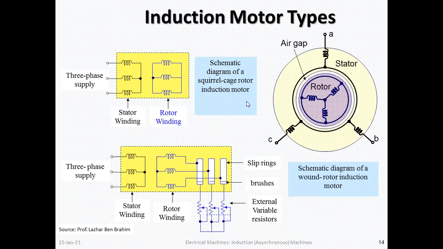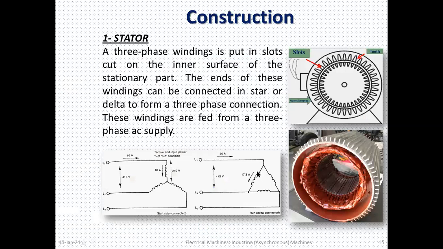So these are some very fundamental, very basic things that are shown here. A schematic diagram, wound rotor induction motor. In induction motors, we have encountered two types of rotor. One is called a squirrel cage rotor, and another is the slip ring induction motor. Construction. So some detailed construction here.